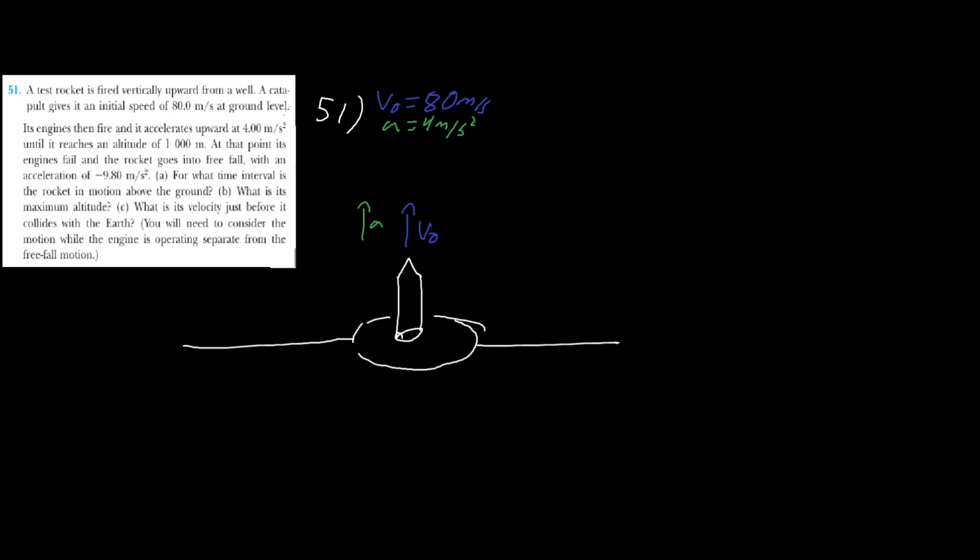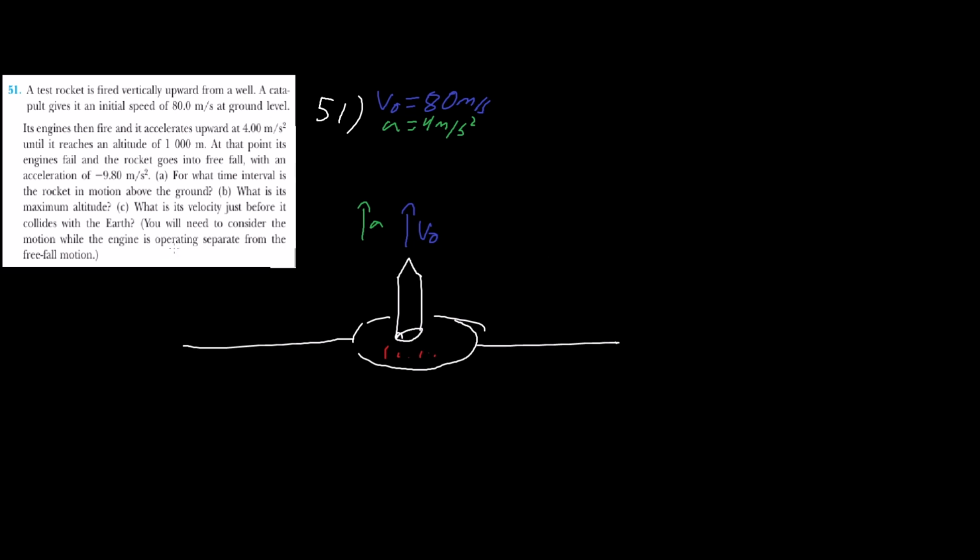You will need to consider. I don't need to consider anything. All you need to know is your mathematics, folks, and you're good to go. So here you have a rocket that fires, and it's going to accelerate upward. It's going to reach 1,000 meters. Once it reaches 1,000 meters, the engine fails. It's going to just free fall towards the ground.